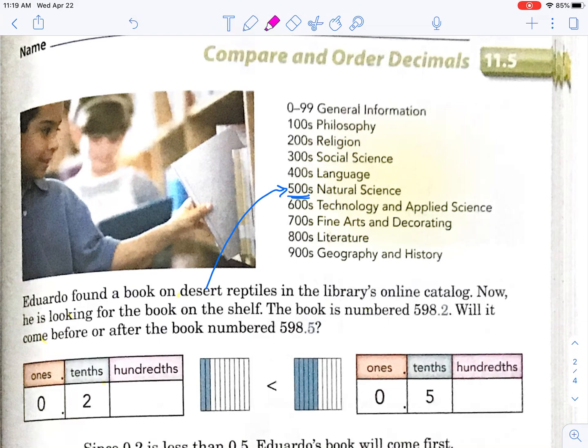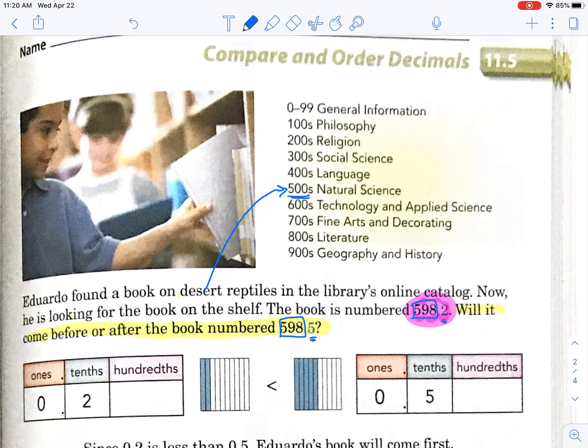Okay, so the book is numbered 598.2. Will it come before or after the book numbered 598.5? Well, what we see here, the whole numbers are the same, so we don't have to worry about that. We're just looking at the decimal. What will come first? Will the book come before or after the other book?